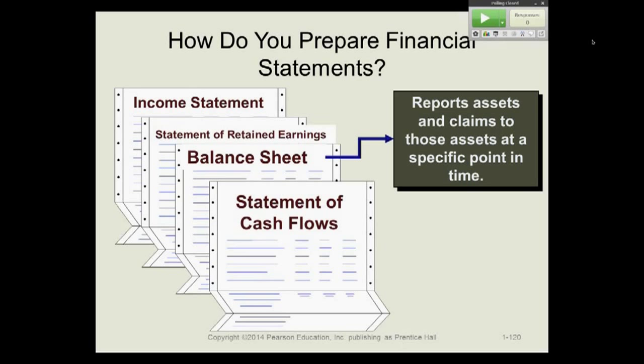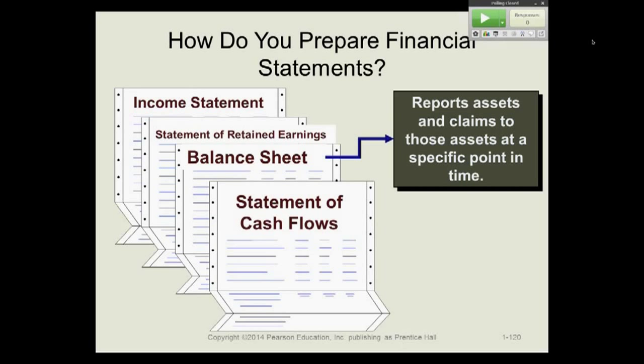And the balance sheet is going to report assets and claims to assets, as we said, at a point in time. The difference, by the way, between the first two statements, the income statement is a flow. If you look at very old accounting textbooks, they talk about the income statement and the statement of retained earnings almost like a motion picture. It's moving. It's the activity for a period. The balance sheet is a position. So it stops them. It's like a photograph. It snaps the picture and says, what do you have at this point?